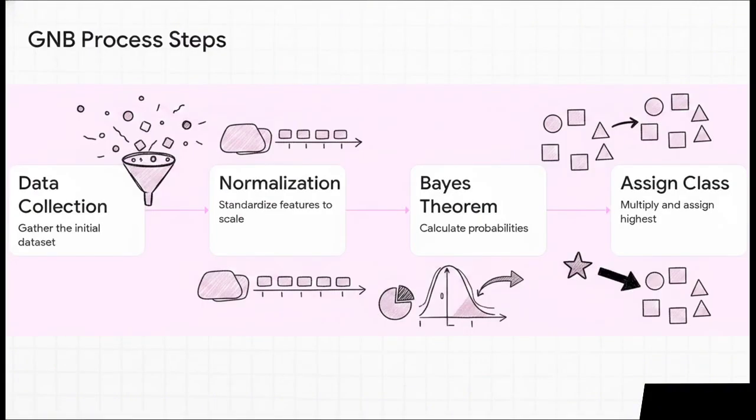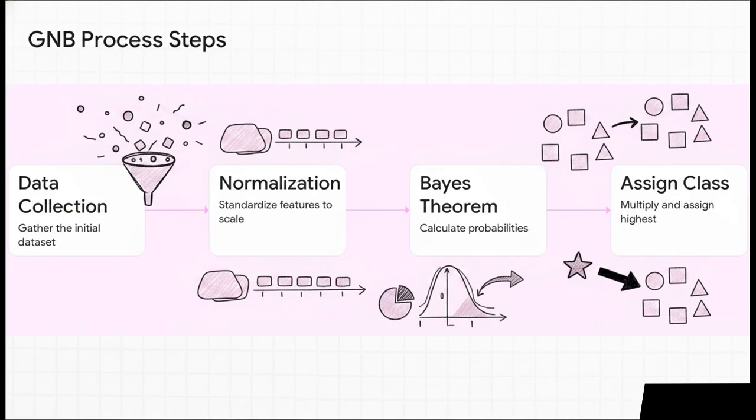Structurally, the algorithm follows a very clear step-by-step process. Step 1, data is collected. Step 2, the data is normalized. It basically standardizes the features to a common scale, so a massive variance in one chemical doesn't completely drown out another. Step 3 is the core engine. Using Bayes' theorem, it calculates the prior probability, basically how often a class occurs generally, and the likelihood of the current features given that class, based on that Gaussian bell curve we just talked about. Finally, step 4, it multiplies these together to get the posterior probability and assigns the data point to the class with the highest score.